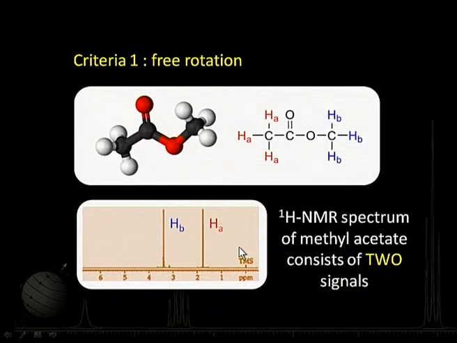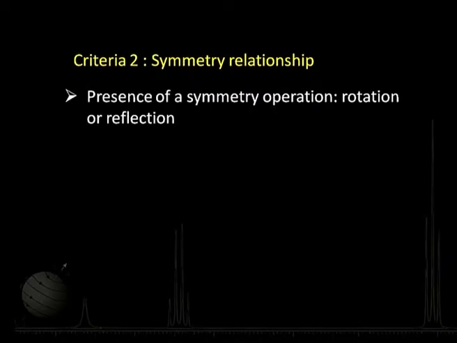Okay. Now, the second criteria is with respect to the symmetry relationship. Let us see what it is. What it says is, if in a given molecule the set of protons I am talking about are related by some kind of symmetry operation, either rotation or reflection, then they are said to be equivalent. But we need to understand what we mean by symmetry operation.